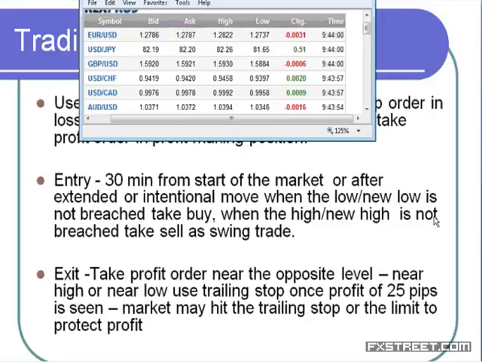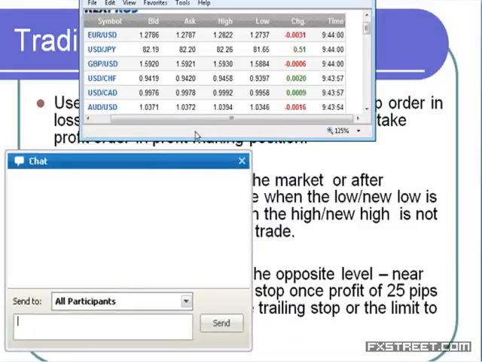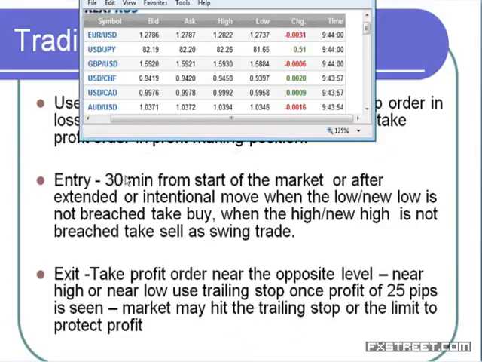Then they continue to reverse the market. So our entry is primarily 30 minutes from the start of the session. In the event we observe the extended or the intentional move, we don't enter in between. We try to enter after the completion of the move. Hope you are able to understand.